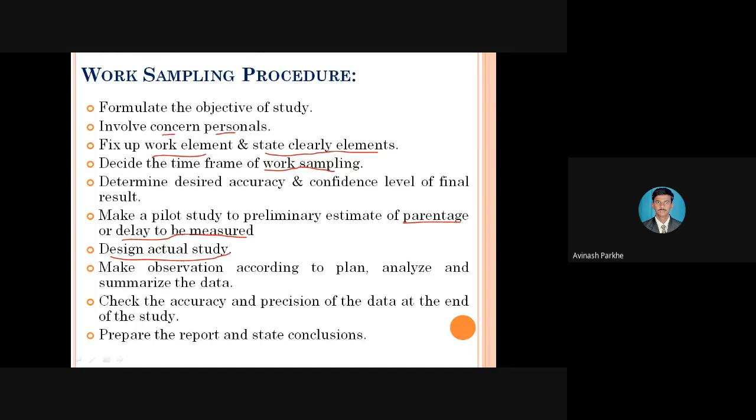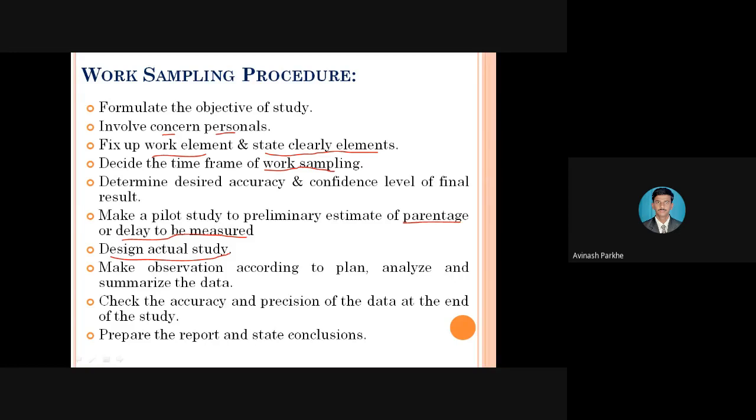Then, second last step, check the accuracy and precision of the data at the end of the study. At the earlier stage also, we have checked the accuracy. In the second last step also, we check the accuracy and the precision of the data, whether the obtained data has some amount of accuracy or not, whether it has precision, or whether the obtained data is as per the requirement or not. That we check in the second last step.